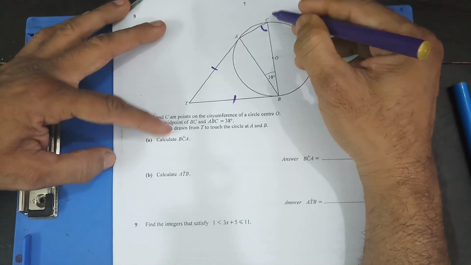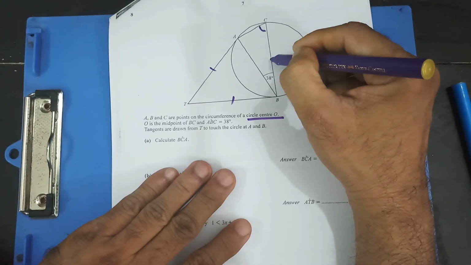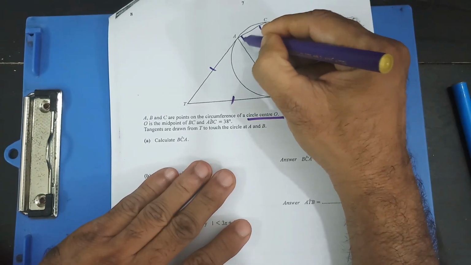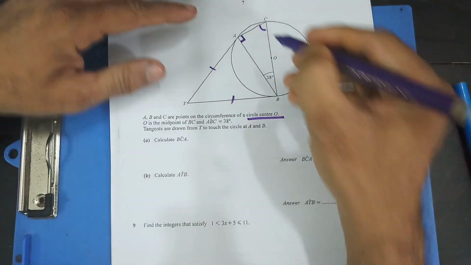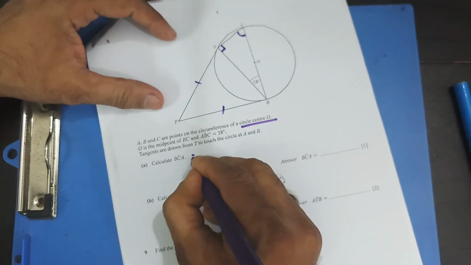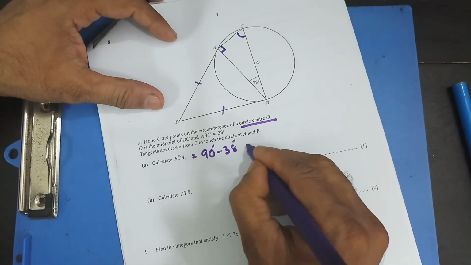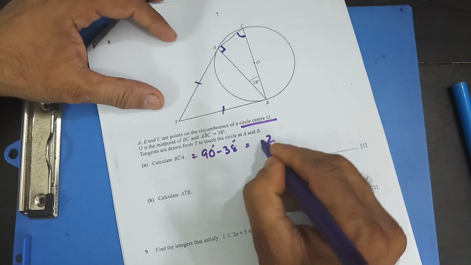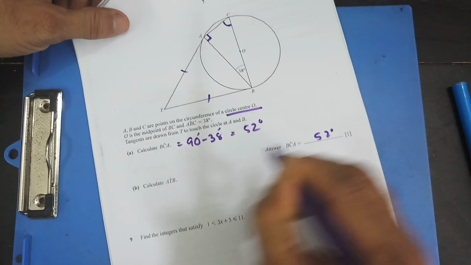Now, see, this is O. O is the center. It says so. Circle center O. When O is the center, this is the angle at the circumference in a semicircle. This is always 90 degrees. So if this is 90 degrees, this angle should be 90 minus 38. So that should be 90 minus 38, which is going to be 52 degrees. Okay, so this is 52 degrees.